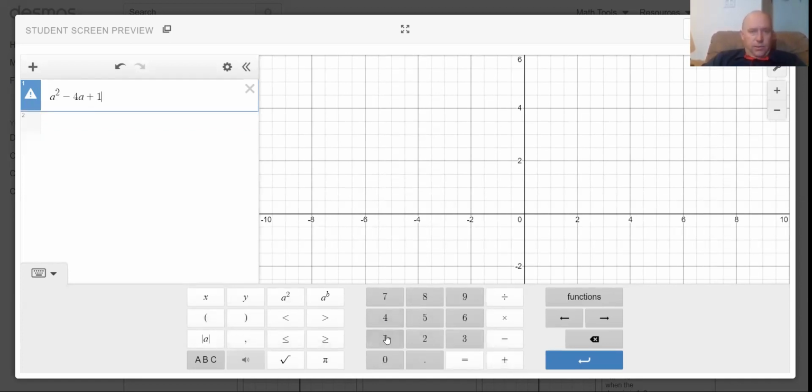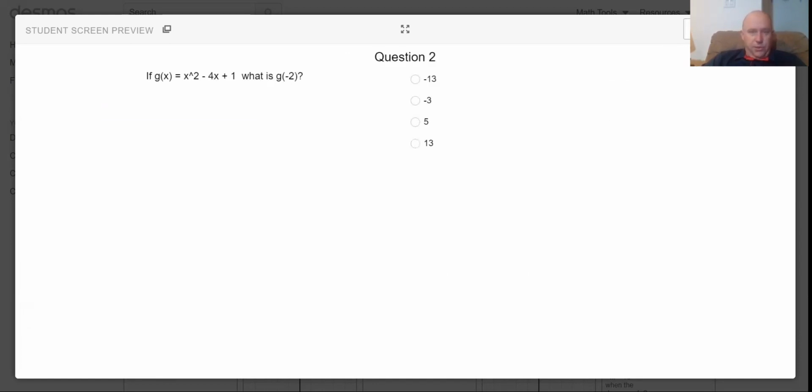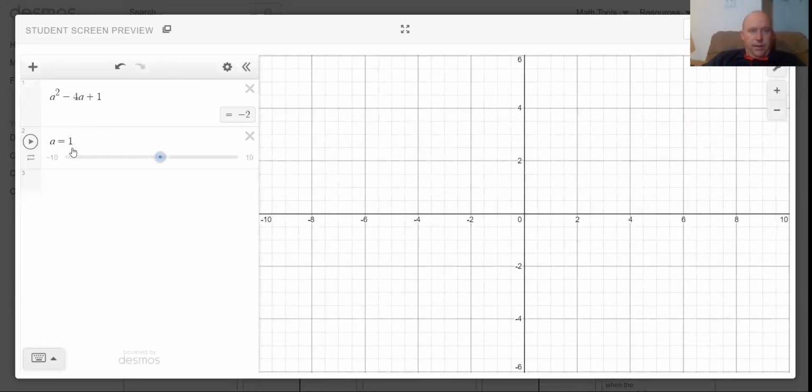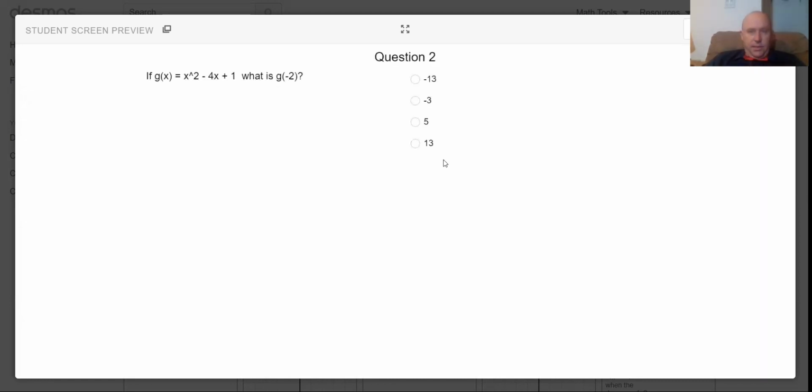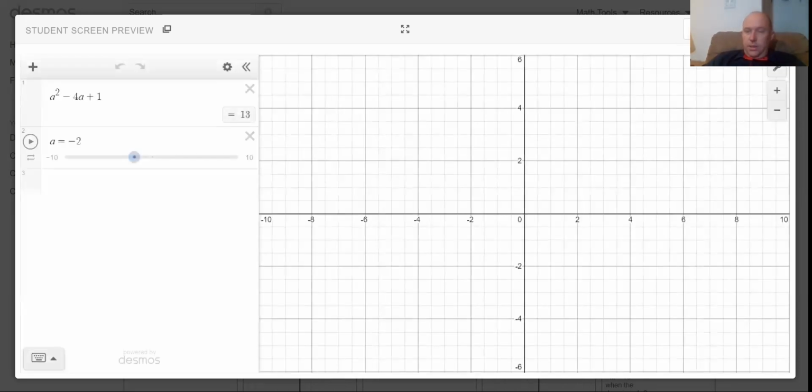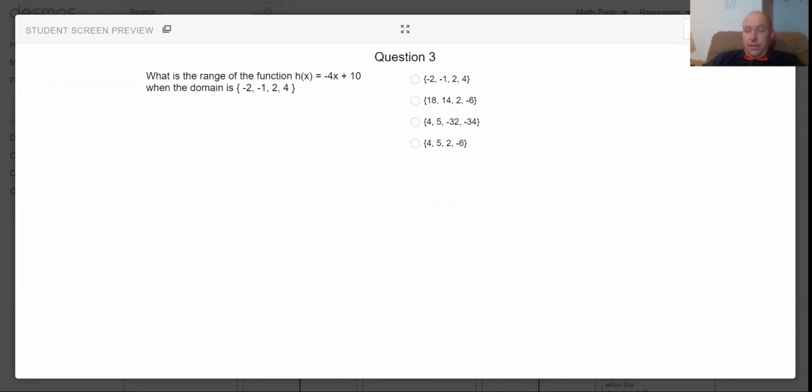And I think it said plus 1, but I am going to go back and check just to make sure. Yes, a squared minus 4a plus 1. And I want -2 as my value. So I click slider. And then over the top here, I can just type -2 and it'll evaluate it for me. So I can see the answer to this is 13. So I'm going to go ahead and select 13. So these questions are self-working. We just have to know how to use the technology to help us for this.